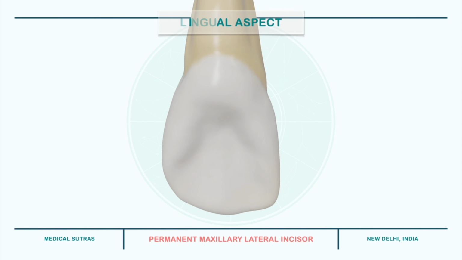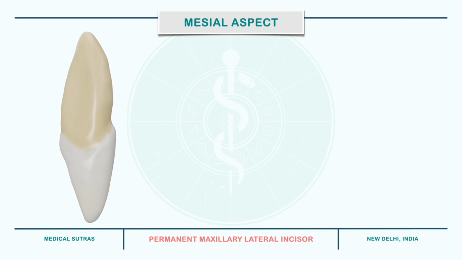Now coming to the mesial aspect. The crown appears triangular in shape and is similar to the mesial aspect of central incisor. Also, similar to central incisor, the incisal ridge of lateral incisor is in line with the center of the root. That is, if we draw a line through the center of the tooth, it will bisect the incisal ridge and the root apex. This feature is characteristic of both permanent maxillary central and lateral incisors.